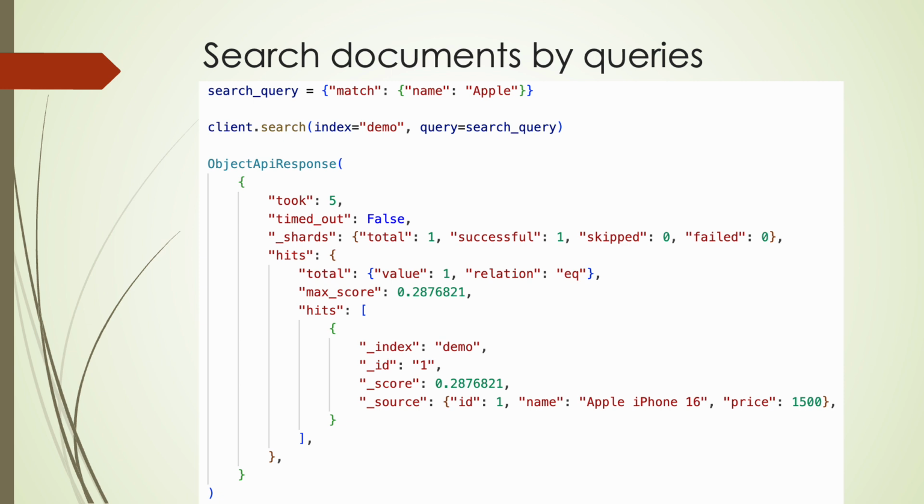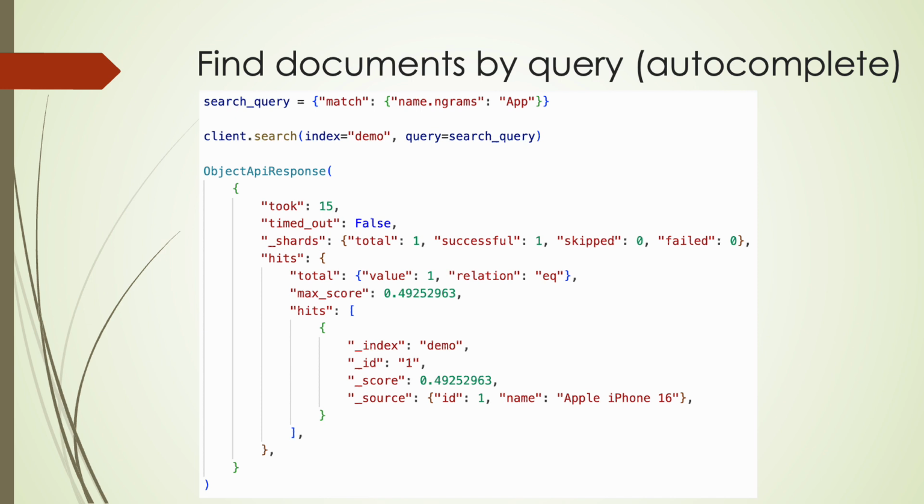In this example, we can find the document by searching for the word apple in the name field. The query is analyzed and compared with the index tokens of the original document. Let's check a more interesting example.